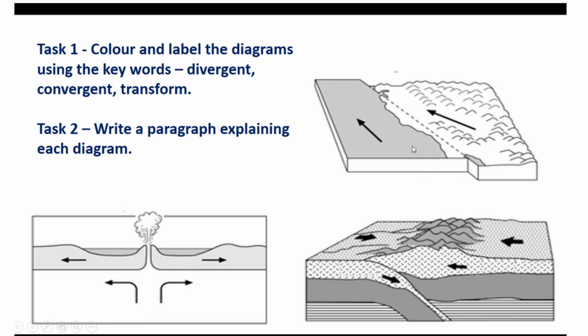So these are the two plates. This is the sea. You can imagine this is the Pacific plate moving alongside the North American plate. And here you've got mountains, maybe like in the Himalayas. So you're going to colour them in, put the right label for each one. Remember the key words are divergent, convergent and transform. You're going to decide which is which, colour them in, and when you've done that, on a separate piece of paper, write a paragraph explaining each diagram, and then you can send all that to me and I'll send you some feedback, okay?